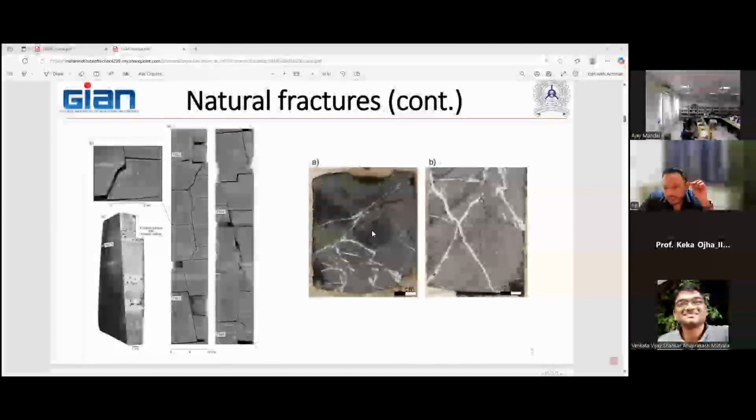One thing about these fractures is that cement filling reduces the permeability of these natural fractures. So a natural fracture which has less cement is more permeable. A natural fracture which has more cement is less permeable for fluid flow.